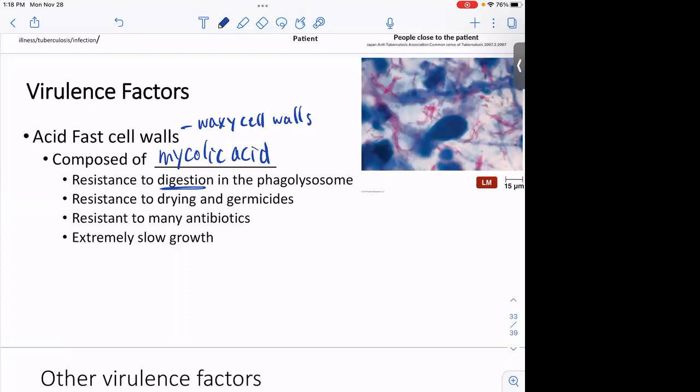When they are coughed out in the environment, they're going to dry out really, really slow. They are able to persist often for weeks, maybe on some surface. They're resistant to a lot of antibiotics. Again, that cell wall is just really impermeable, a waxy cell wall. So we really have a much smaller repertoire of antibiotics that will penetrate through that cell wall.